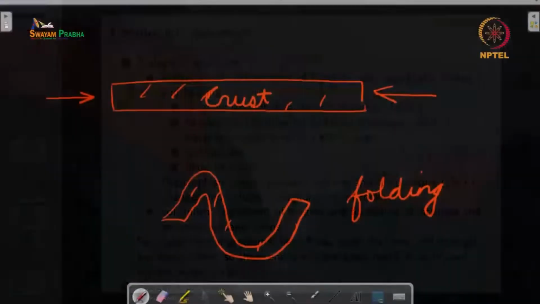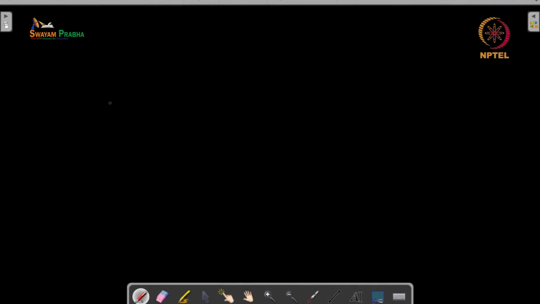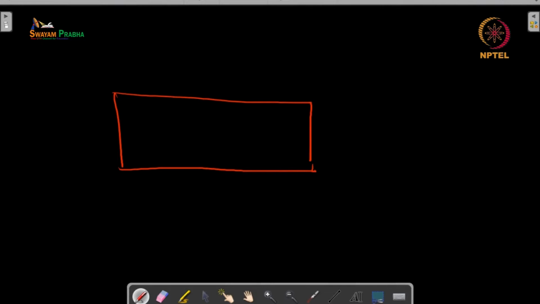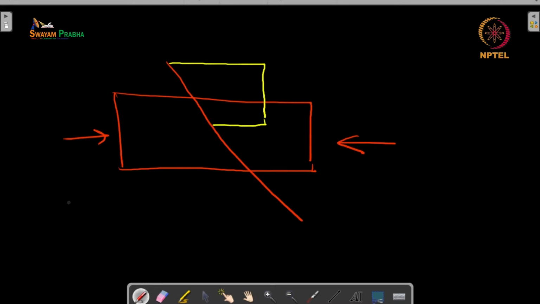Along with folding, we also have faulting. As we have observed in a previous lecture, in the process of faulting, certain portions go up and certain portions go down. So for instance, if there is this material, it so happens that when you apply force, a crack develops like this, and this portion now moves up and it becomes like this.